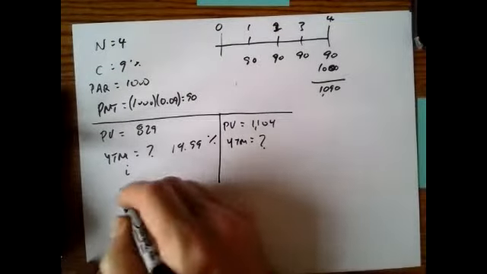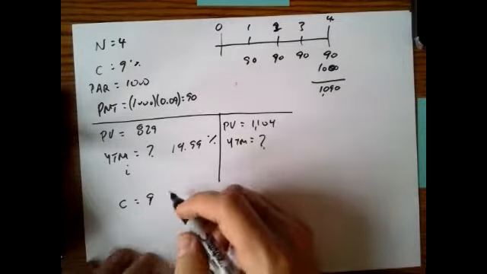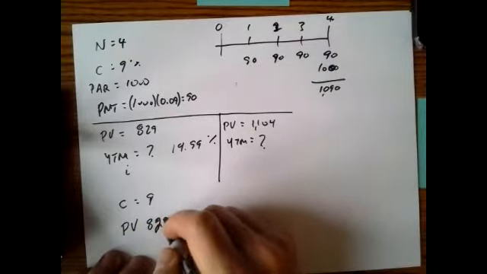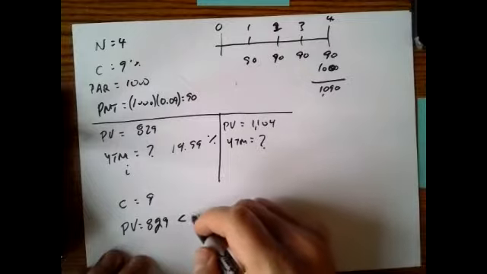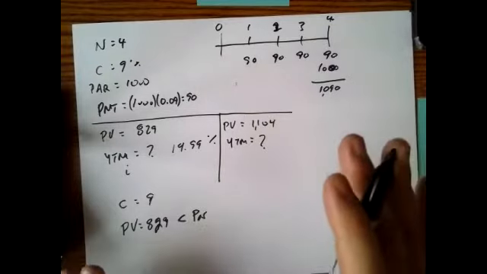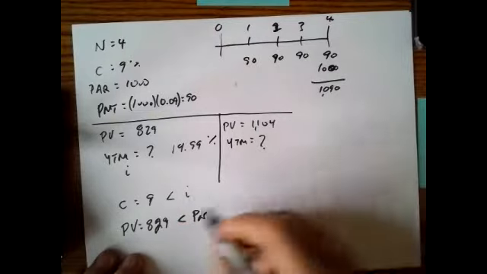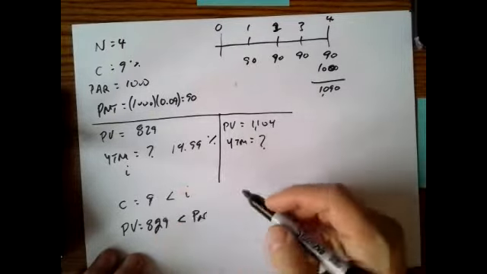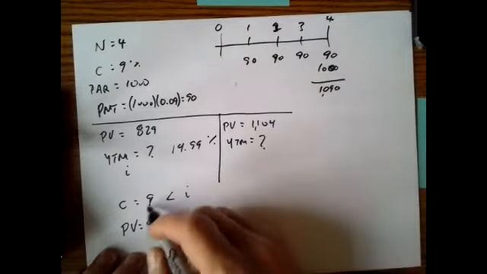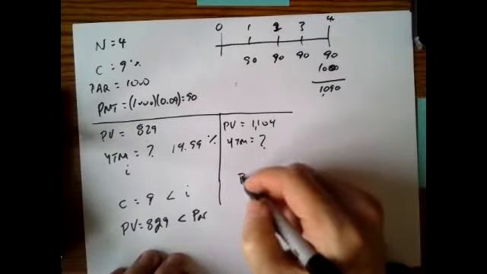Okay, let's do our intuition again. I forgot to do this earlier. So here we said C is 9, and we said that PV is 829, and that's less than our par. So our price is down, which means that our interest rate must be up. So we could have imputed that our interest rate would be greater than our coupon rate. By intuition, we should have said the number we're looking for is something bigger than 9%.